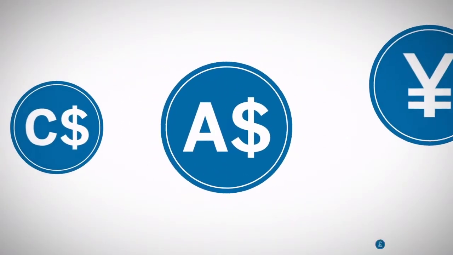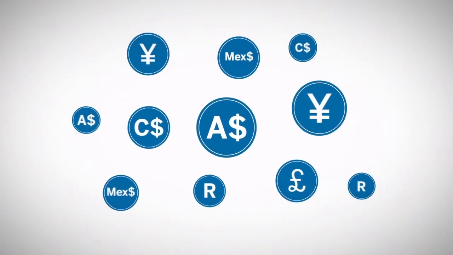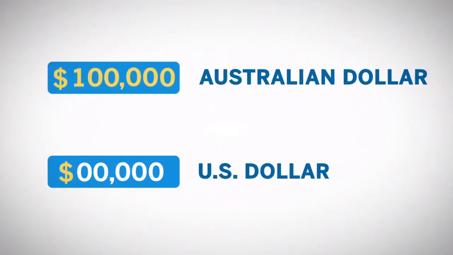Futures contracts for financial products are understandably more straightforward. The US dollar value of 100,000 Australian dollars is the US dollar value of 100,000 Australian dollars.